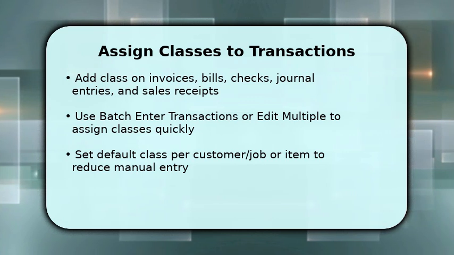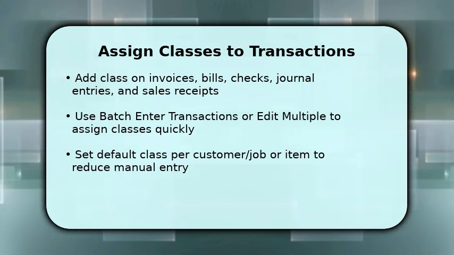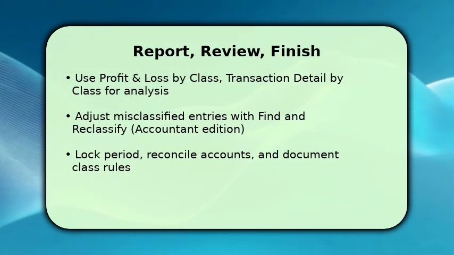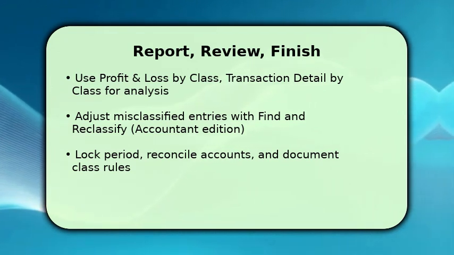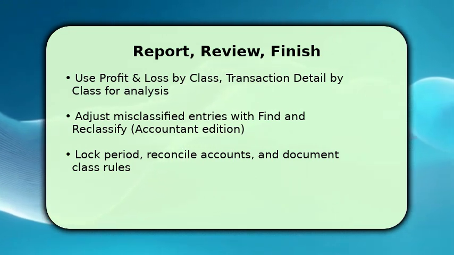Finish by running class-based reports to verify accuracy and drive decisions. Pull profit and loss by class and transaction detail by class. Review anomalies and trace entries back to source documents. Make corrections where needed, either edit transactions or use reclassify tools if available. This fixes systemic tagging errors.